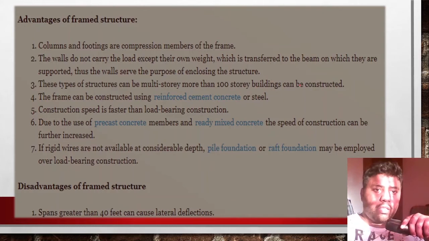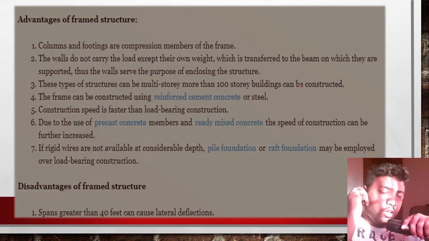These types of structures can be multi-story buildings, so even more than 100-story buildings can be constructed using frame structures. Frames can be constructed using reinforced cement concrete or steel. Construction speed is faster, and due to the use of precast concrete members and ready mix concrete, the speed of construction can be further increased.